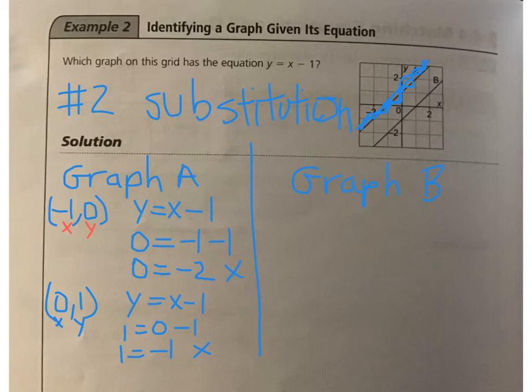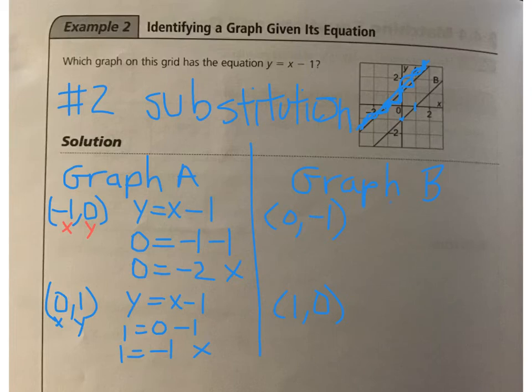So this time, let's say I'll pick this point. So this point, I don't move to the left or the right. So the x coordinate is 0, and then I move 1 down. The y coordinate is -1. So remember, you have to test 2. So the next point I'll pick is this one. So that one I move to the right 1, but I don't move up or down, so that's a 0.